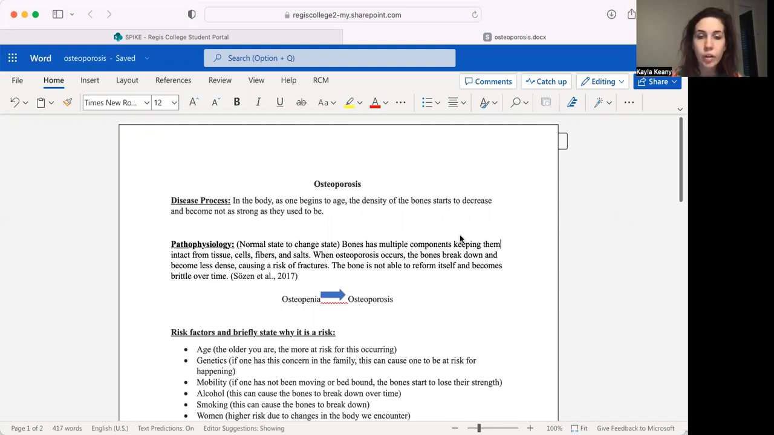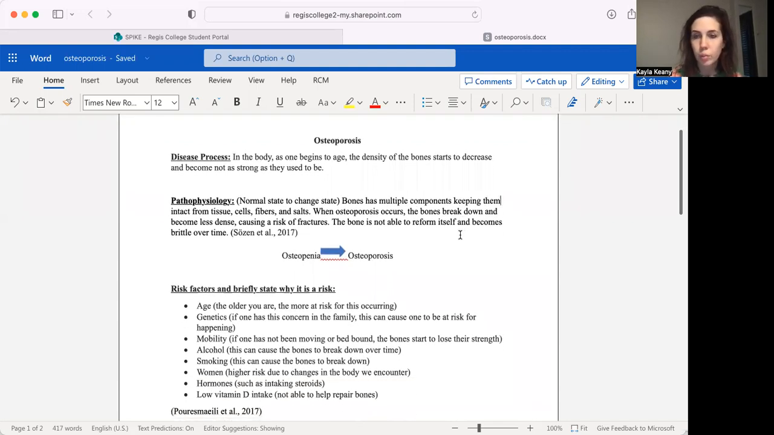So I made this diagram. It shows osteopenia can turn into osteoporosis. So breaking down bones over time can cause osteoporosis.